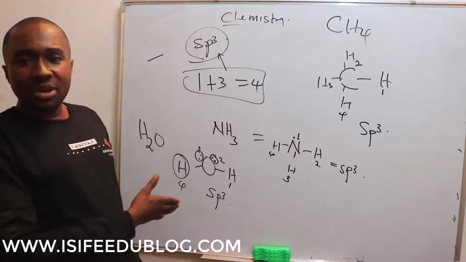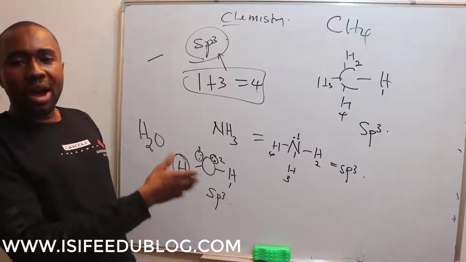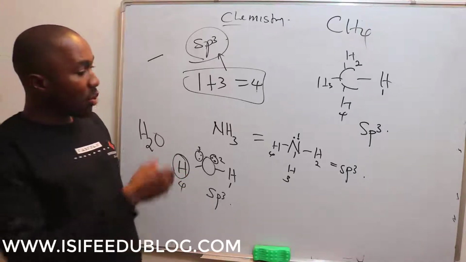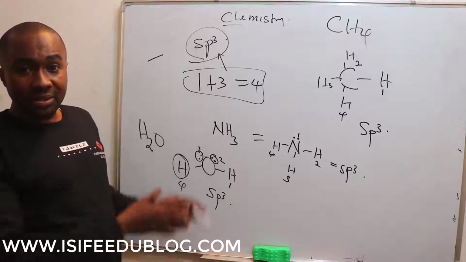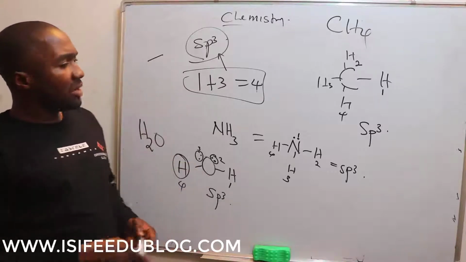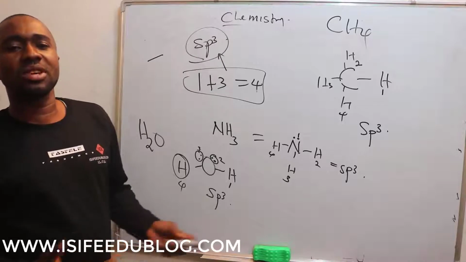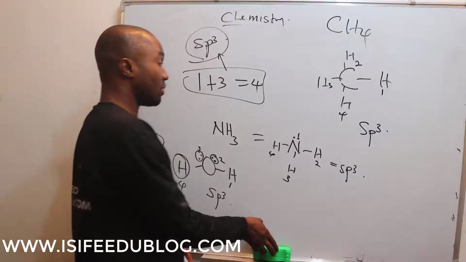That is an easy way for you to know the type of hybridization a compound is undergoing, whether it is SP3. That is for SP3. Then we talk about the second type of hybridization, which is the SP2 hybridization.